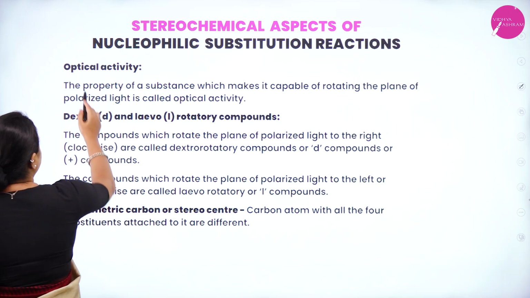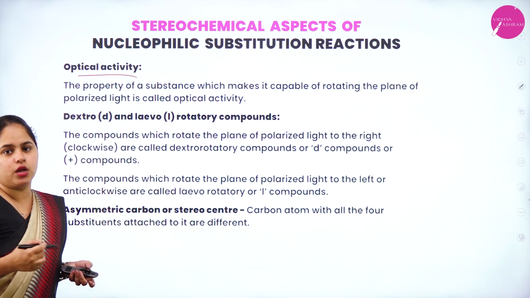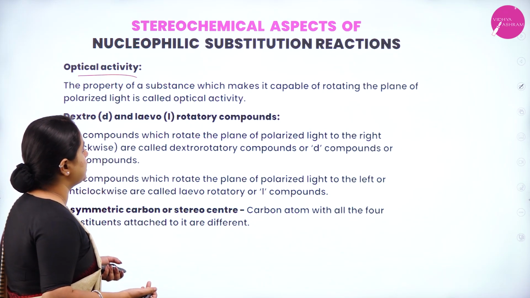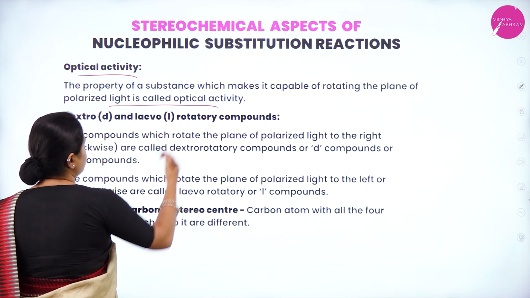Okay, let's see. The next part is optical activity. Now, what is optical activity? The property of a substance which makes it capable of rotating the plane of polarized light is called optical activity.